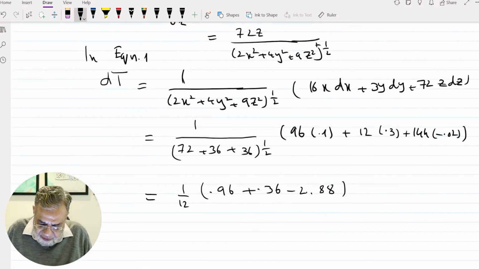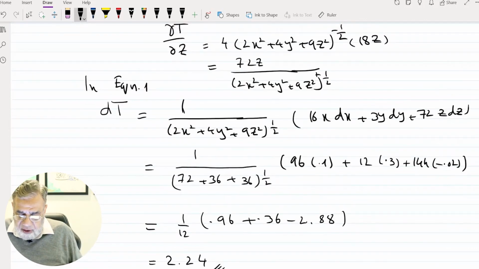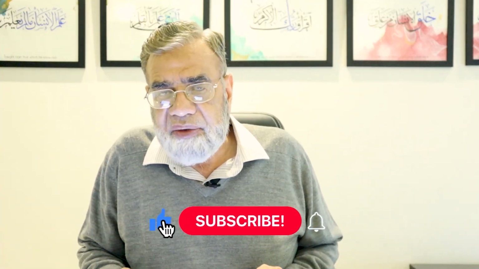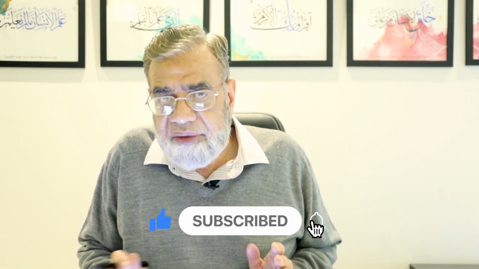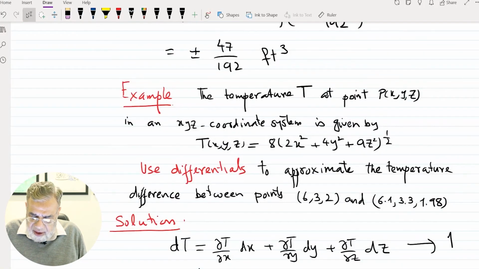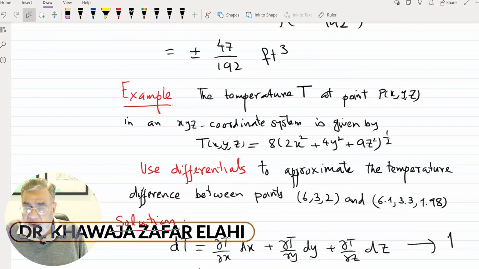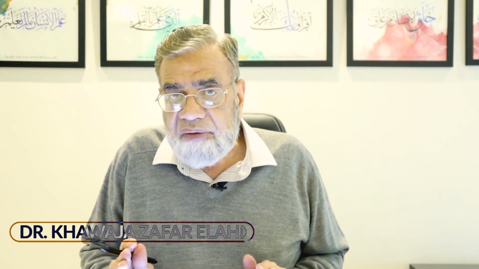Further simplify this one, we get 1 over 12, and we simplify this one. We get the result of this one after making calculation is 2.24, and that's my result for dT. So again at this stage we are just going to put in our data, that is x, delta x, y, delta y, and z, delta z, and we simplify this one, we get the result. So this is the change we have in the temperature, the approximate change in temperature, when we have the difference between these 2 points. When the points are changing, obviously the approximate value of temperature change will also be changing.